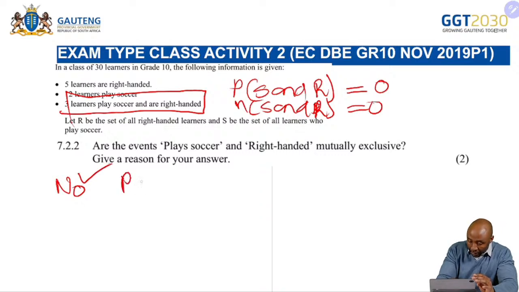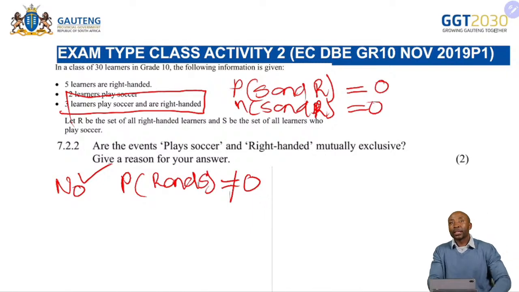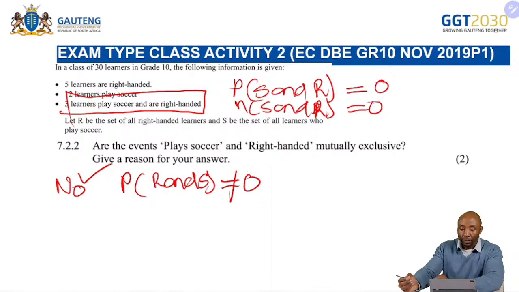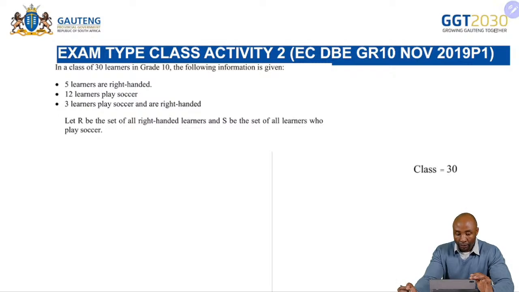The reason is the probability of R and S is not equal to 0, or you will say there's an intersection between playing soccer and right-handedness. We move on now to questions. So for the answer no and for the reason, you get the 2nd mark. Now we move on to the next question.